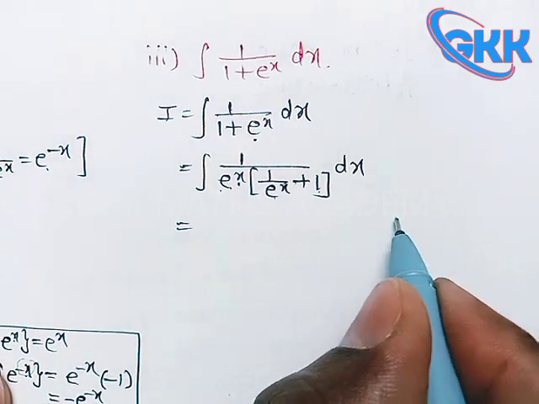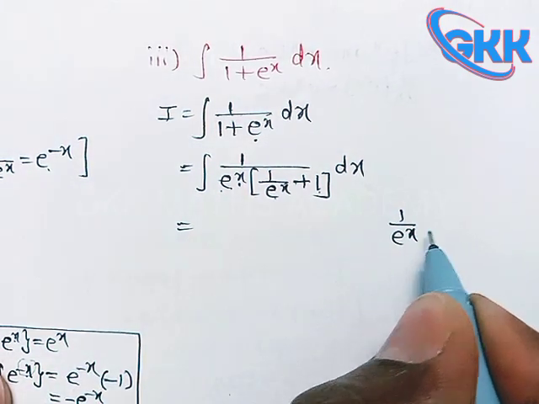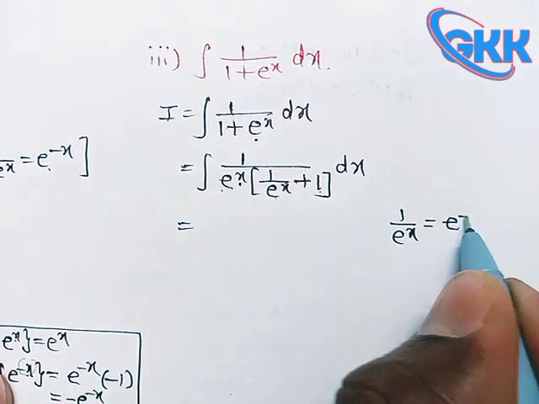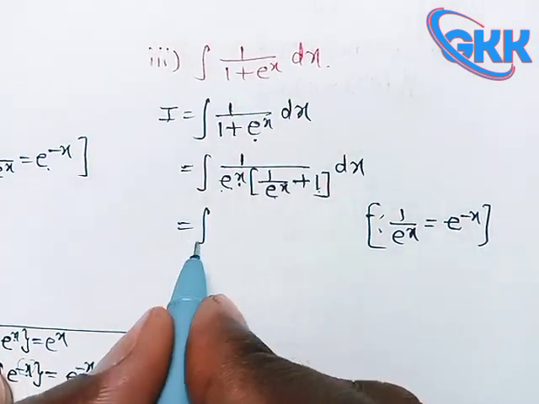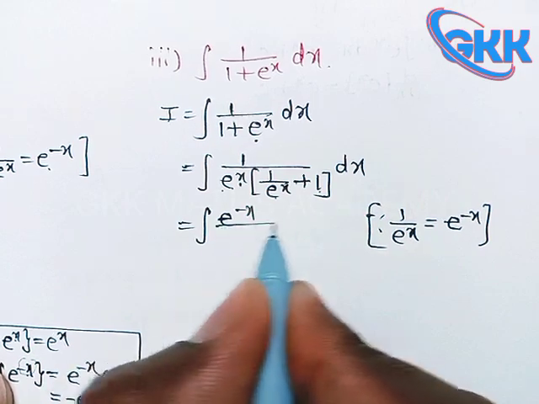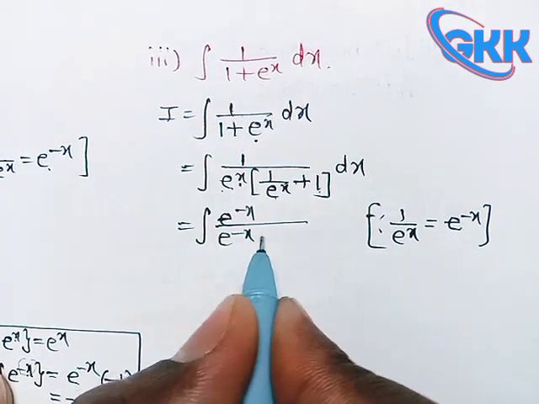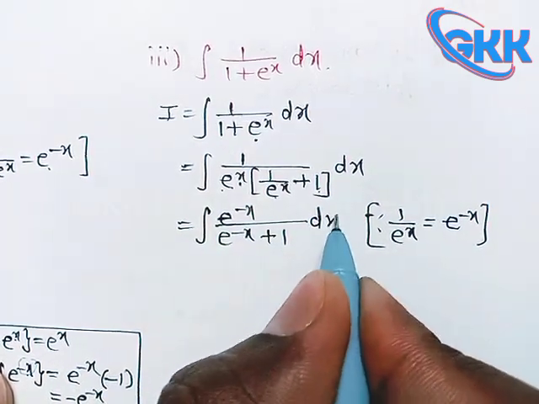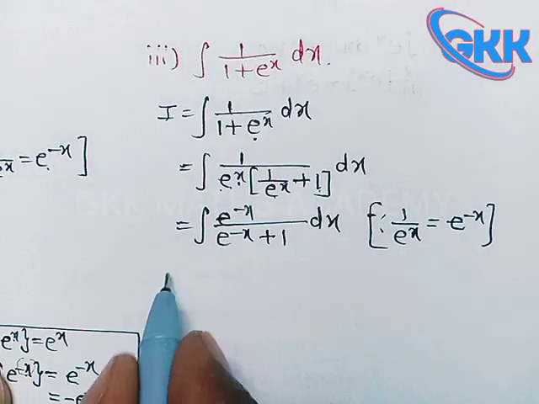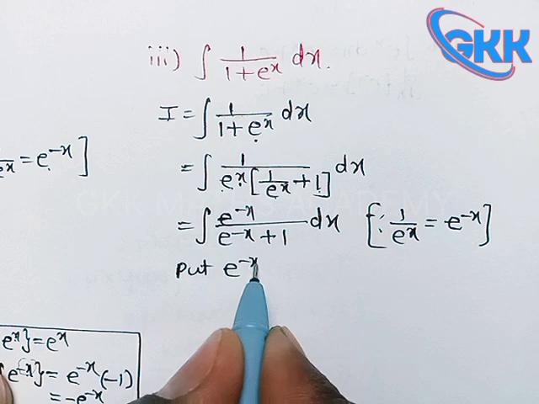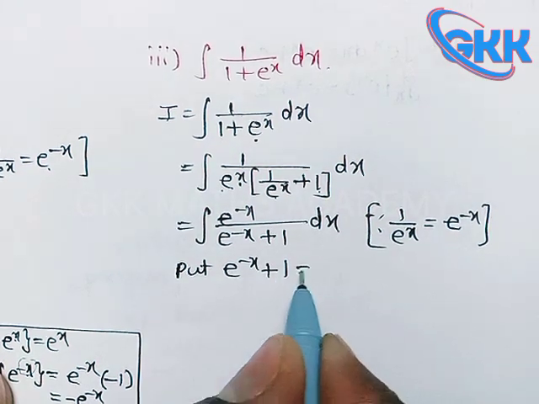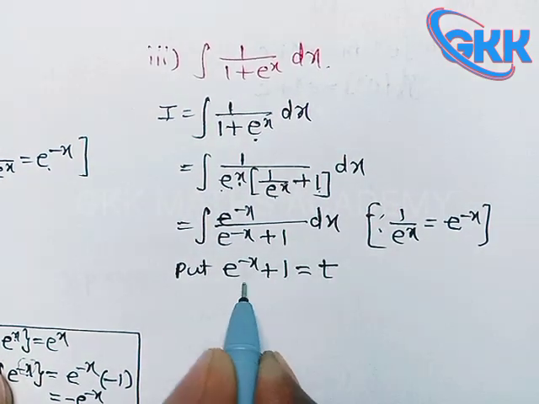So as already discussed, 1 upon e power x, you can write it as e power minus x. Yes or no? e power minus x. So e power minus x upon e power minus x plus 1 dx. Now what we are going to do? Substitution. For that, put e power minus x plus 1 is equal to t.